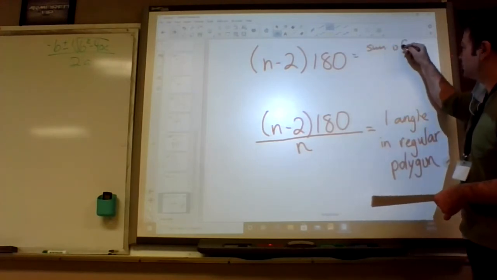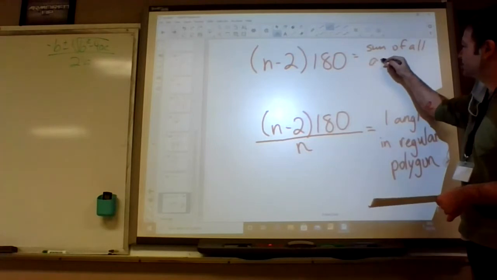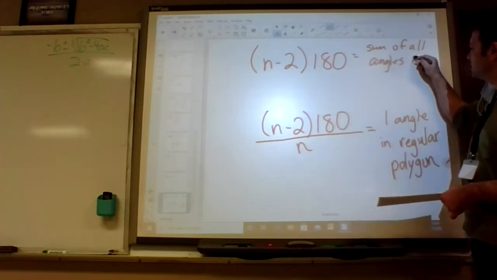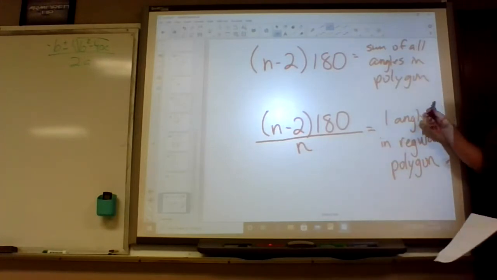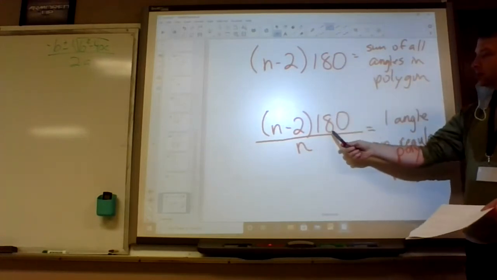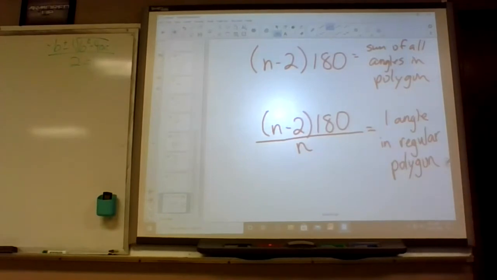This is the sum of all angles in a polygon. It doesn't really matter if it's a regular polygon up here, but for this one it has to be regular.